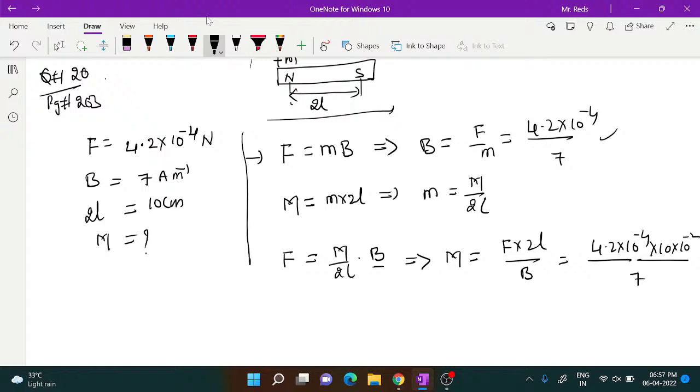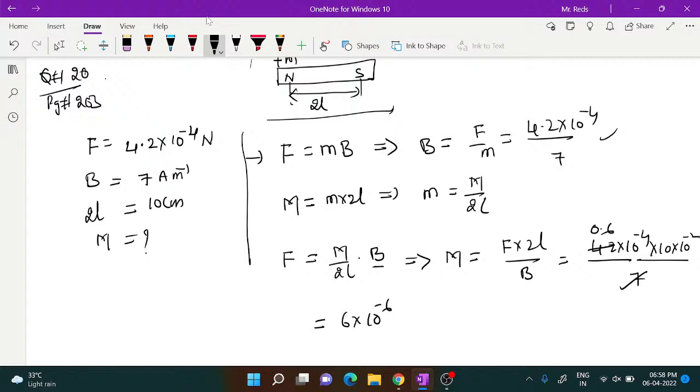7 sixes are 42, so can we say 0.6? So it is equal to 0.6 into 10 power minus 4, or 6 into 10 power minus 5. This you can write as, 10 into 10 power minus 2 is 10 power minus 1, so 6 into 10 power minus 5 minus 1 gives 6 into 10 to the power minus 6. As given in question 20, right?